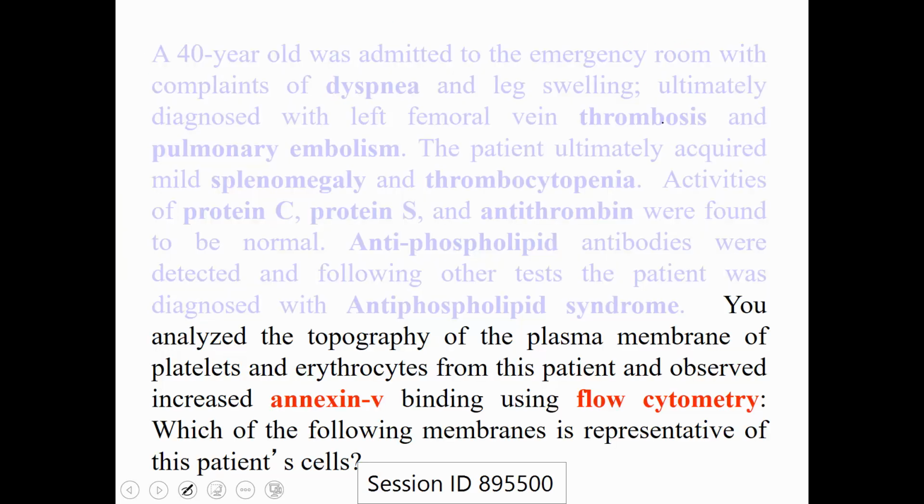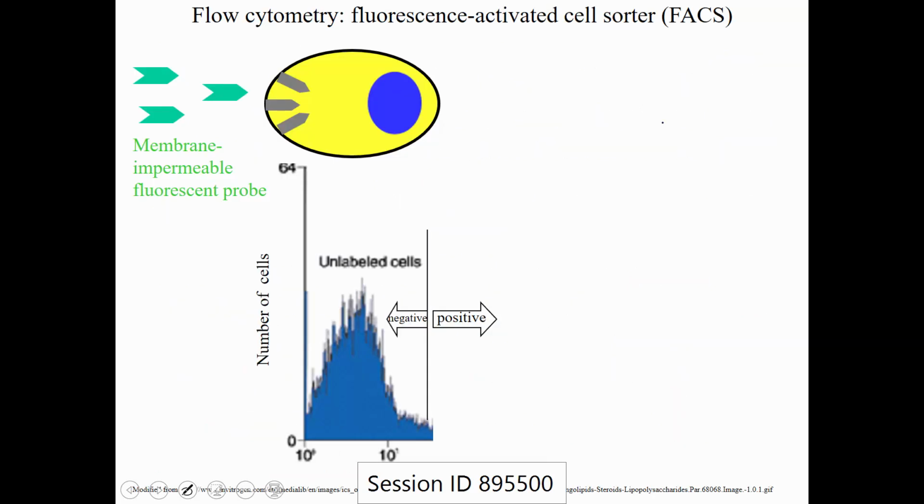So, part of the STEM was you analyzed the topography of the plasma membrane of platelets and erythrocytes from this patient and observed increased annexin 5 binding using flow cytometry. Which of the following represents the patient's cells, right? So when we look at that, we have to say, well, what is annexin 5? Well, first of all, annexin 5 is a membrane impermeable protein. And what they've done is they basically have taken it and made it fluorescent. They put a fluorescent tag on it.